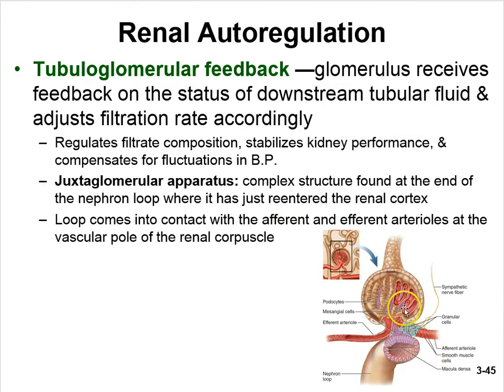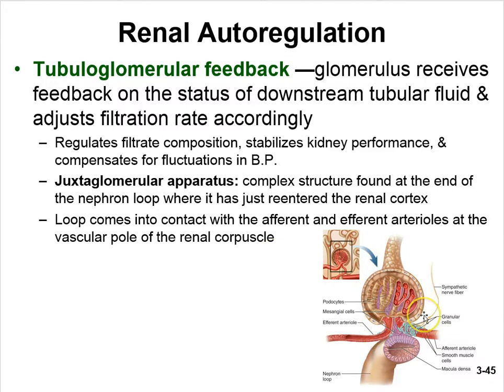So what you're looking at here, here's the glomerulus. Here's the efferent and the afferent arteriole. And here, the nephron loop is cut into a cross section. See how that nephron loop is winding its way back up and comes in such close quarters with the efferent and the afferent arteriole.